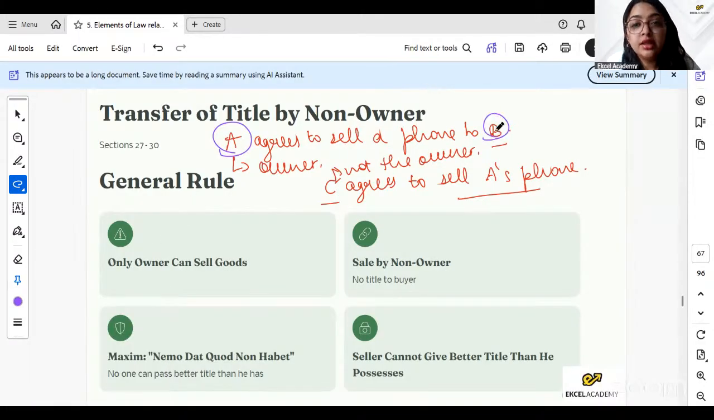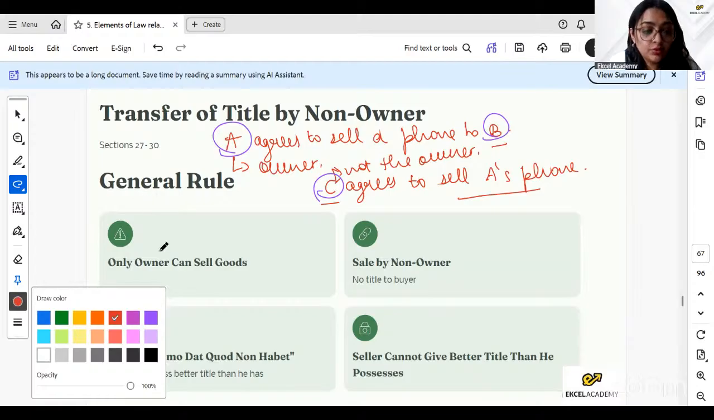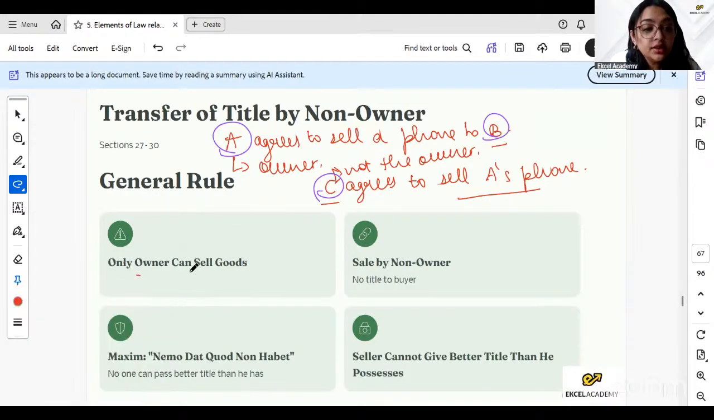Who is the buyer? B. But who is agreeing to sell the owner's phone? C. Do you think this is possible? No. That's exactly what the general rule speaks about here, saying only the owner can sell the goods. Sale by a non-owner gives no title to the buyer.